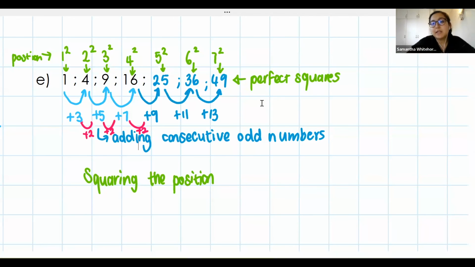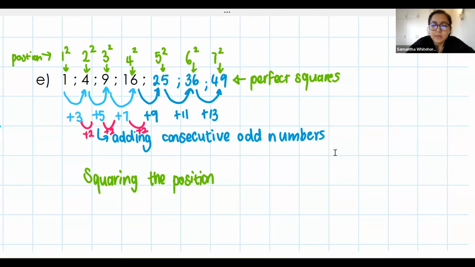So there's patterns like this that we can get, guys, where essentially we can be working with perfect squares, or we can be adding consecutive odd numbers or consecutive even numbers as we move up along our pattern. So adding 3, then adding 5, then adding 7, then 9, 11, etc. They are consecutive odd numbers.